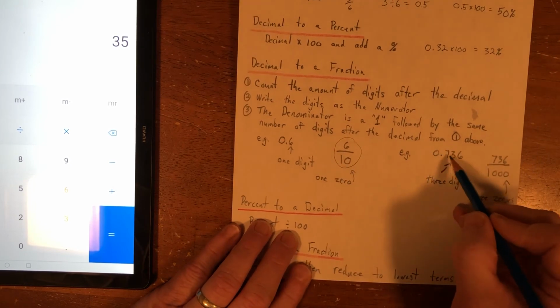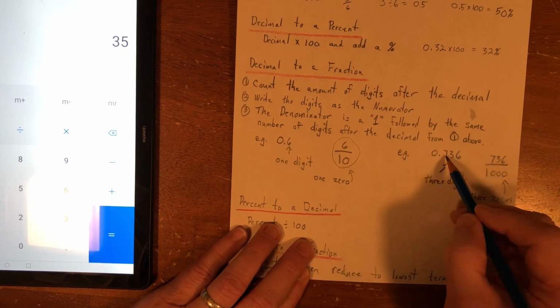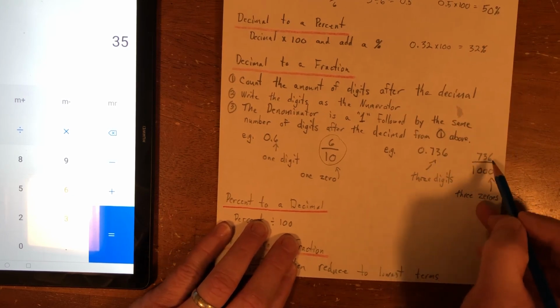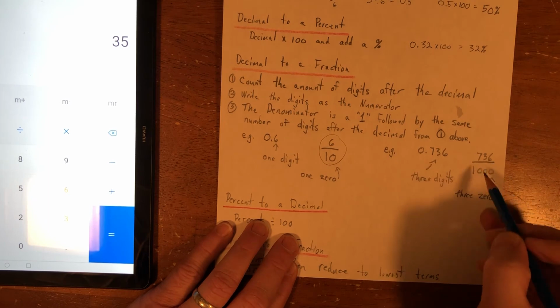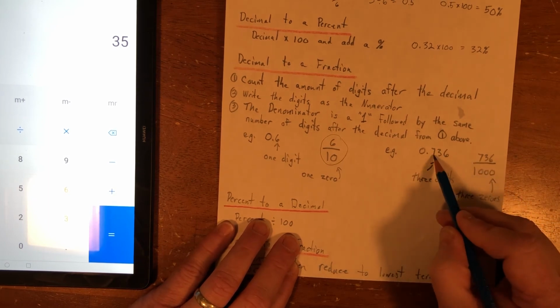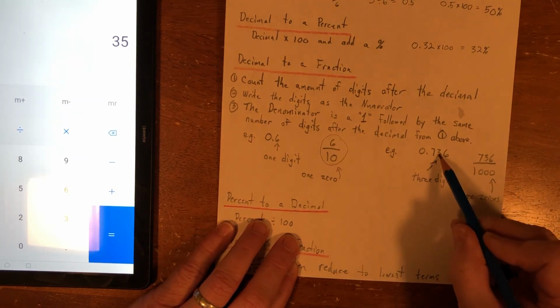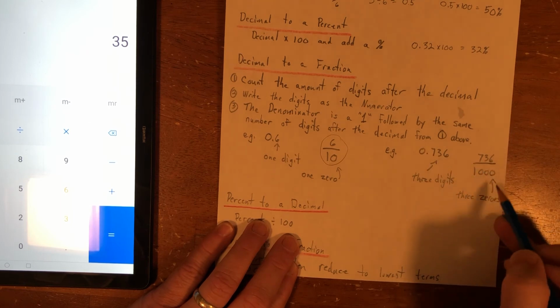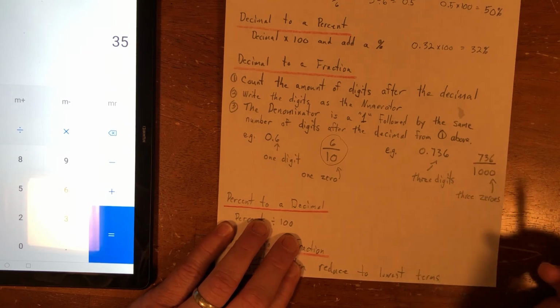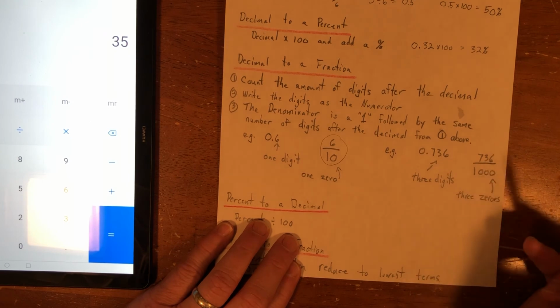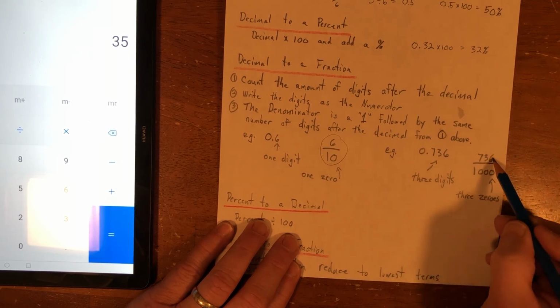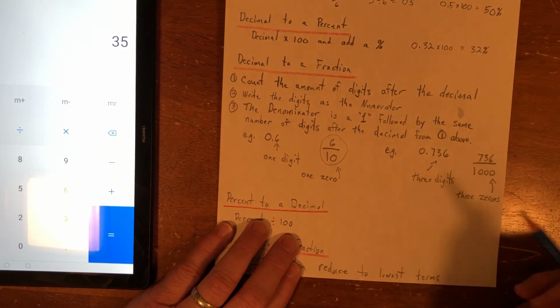Over here, if we had 0.736, we put 736 as our numerator. Put our line, we put a 1, and then we count how many digits there are. 1, 2, 3. So we have 3 zeros. So 736 over 1,000. And then you'd be expected to reduce it to lowest terms. Because they're both even numbers, I know I can start by dividing by 2.